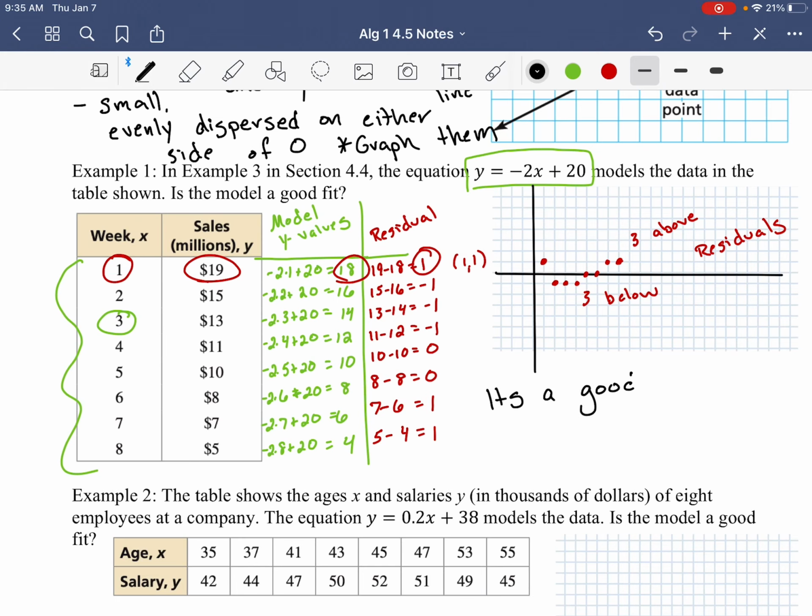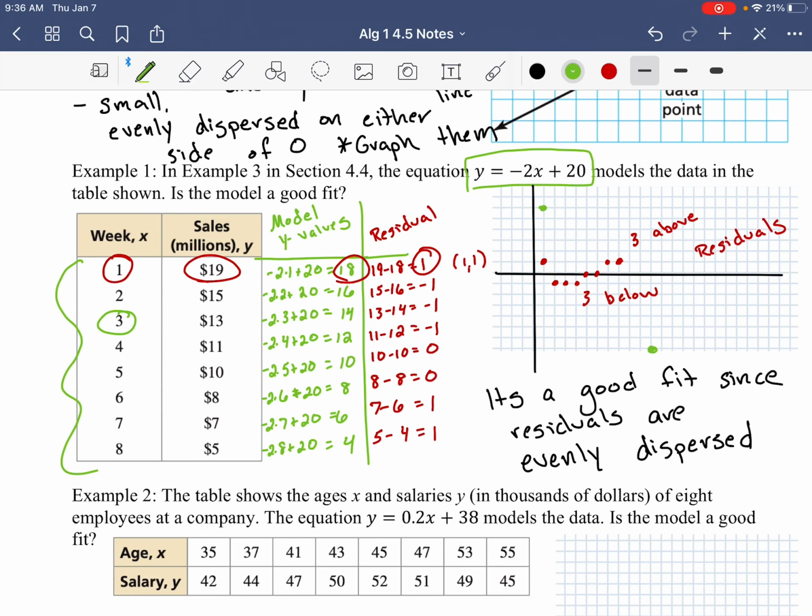It's a good fit since the residuals are evenly dispersed. Even if they weren't all small, like let's say I had a big one up here, if I had another big one down here, then yep, we would say they're still evenly dispersed.